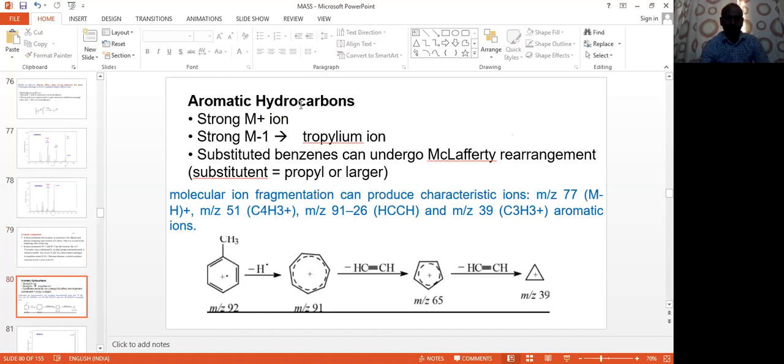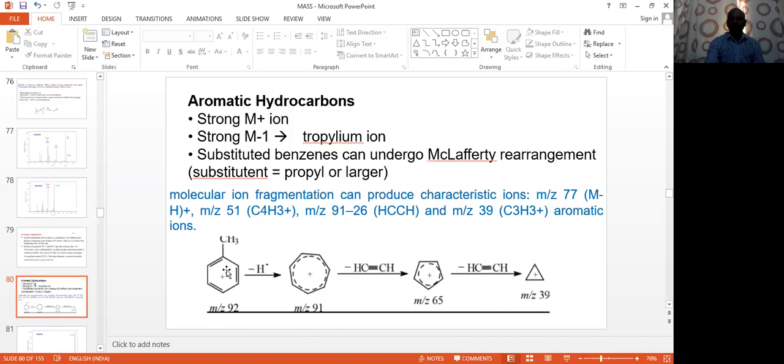So for aromatic hydrocarbons, you will have a strong M+1 peak, and then you'll have the M-1 peak, that is for the tropylium ion. Substituted benzenes can also undergo McLafferty rearrangement. It is a substituted benzene, and it can undergo the McLafferty rearrangement, and there will be loss of one proton, so you have an M-1 peak here.